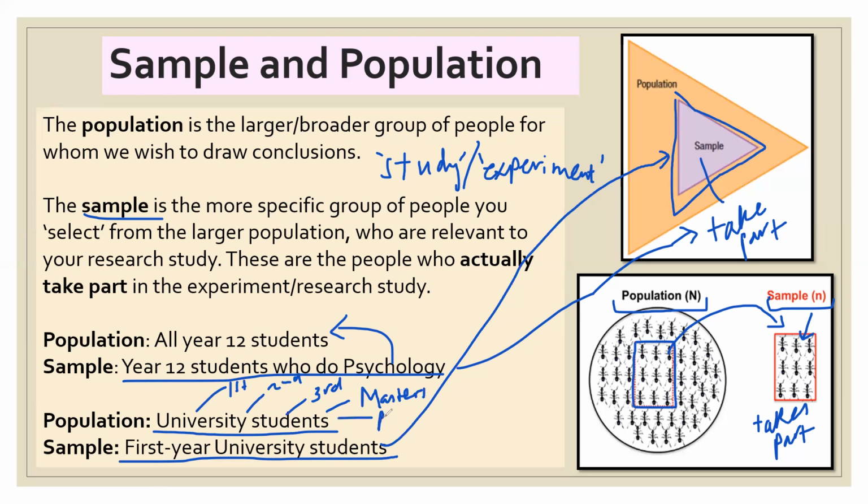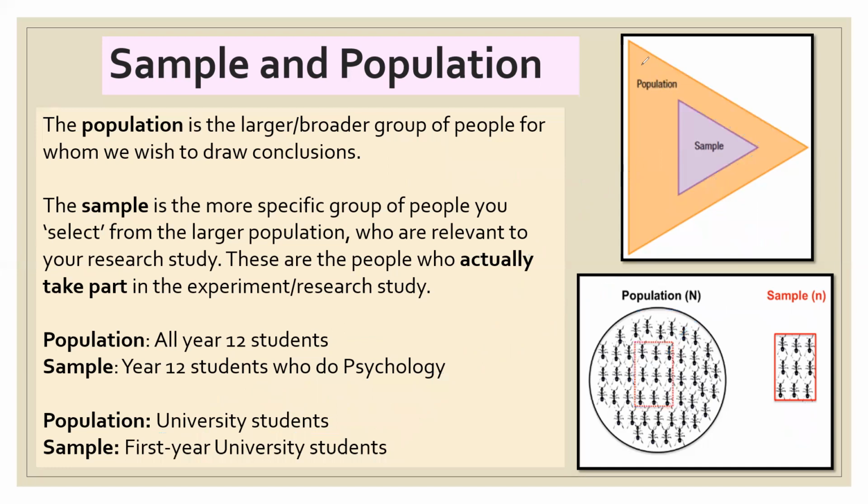Okay, so that's the basic idea. Population is the bigger one, the broader group. Sample is the more specific group of people. So you can remember that they're the more specific group, S, and that we select them. They're the group that are selected to take part in the actual study. So that's the sample and the population, and just remembering that the sample are the specific group of people who actually take part in the study.